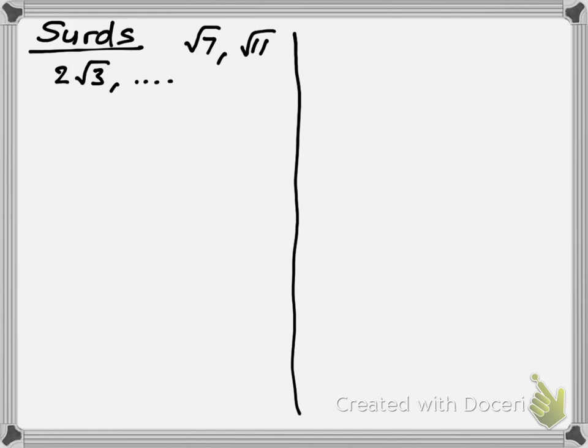Rule number one: if you have a surd, a square root of a, and you square it, it simplifies. The square root is to the power half, you square that, they cancel, and you end up with a. So that's the first rule.